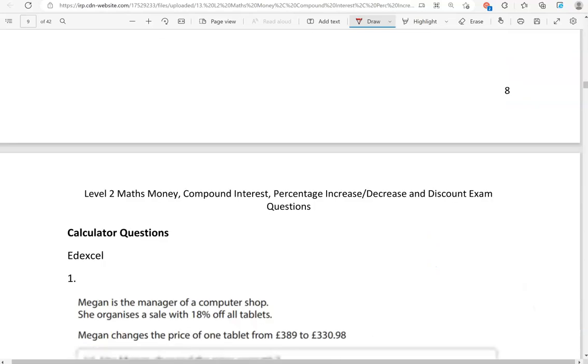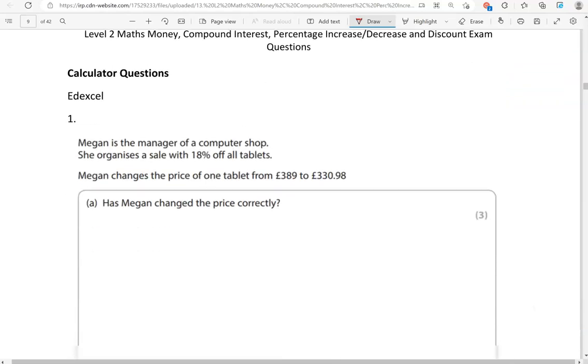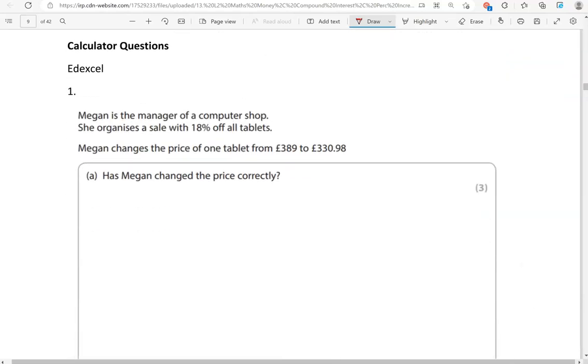per nappy. Now we're moving to calculated questions. Megan is the manager of a computer shop. She organizes a sale with 18% off all tablets. Megan changes the price of one tablet from £389 to £330.98. Has Megan changed the price correctly?